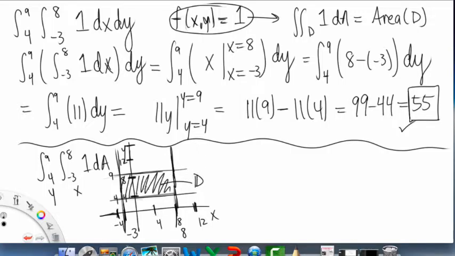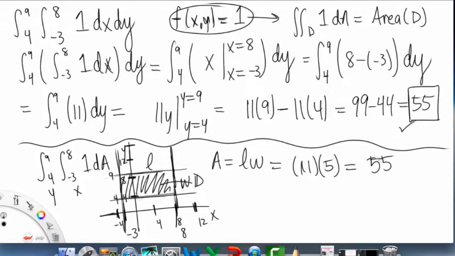So let's find the area of it. So this is our length and this is our width, we could say. So area of a rectangle is length times width. So our length is going to be 8 minus negative 3, which is 11. And our width is 9 minus 4, so that would be 5. And so in this case, we proved that equation up here. We proved this true. So anyways, that was just the second way. I just wanted to show that and give some more insight. Alright, now on to the next problem.